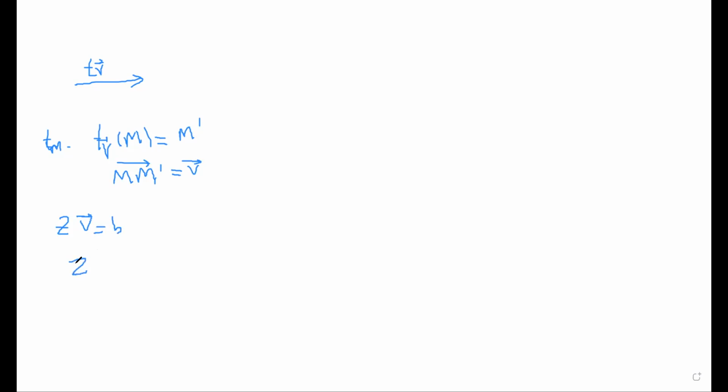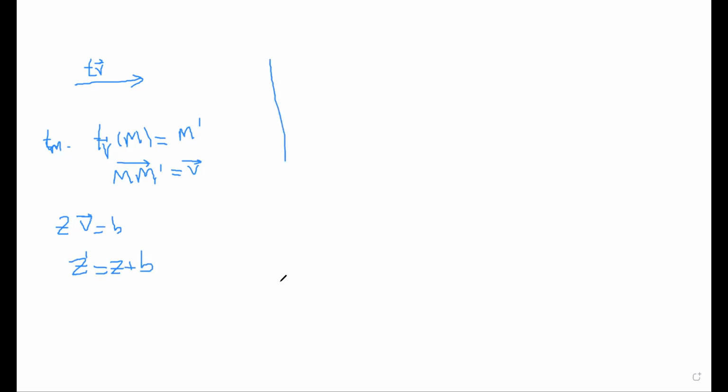What about a translation? We have a translation by vector V. We call it T_V. If the translation T_V of M equals M prime, it means vector MM prime equals vector V. And if the affix of vector V equals b, then the complex transformation is of the form z prime equals z plus b.